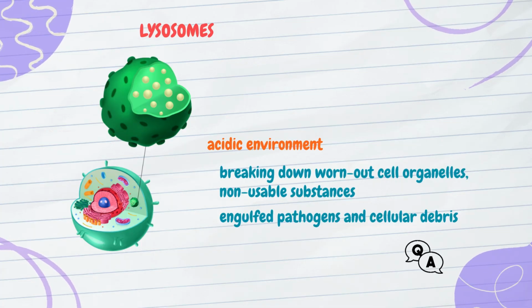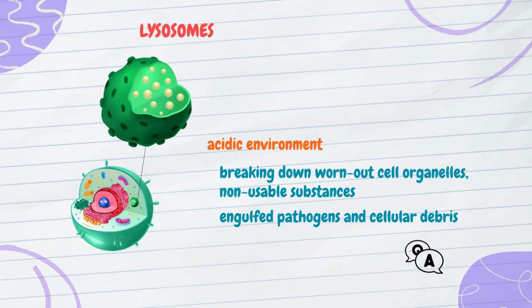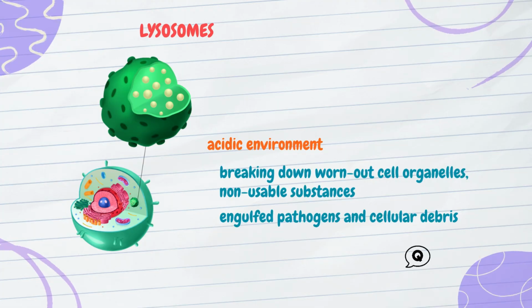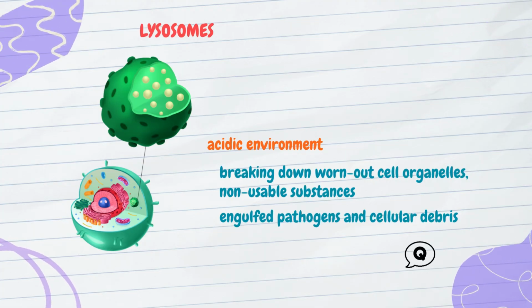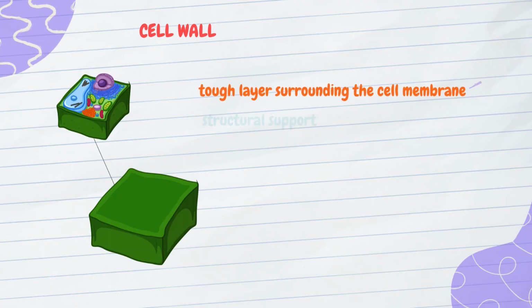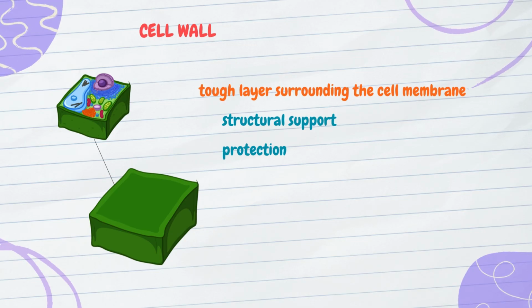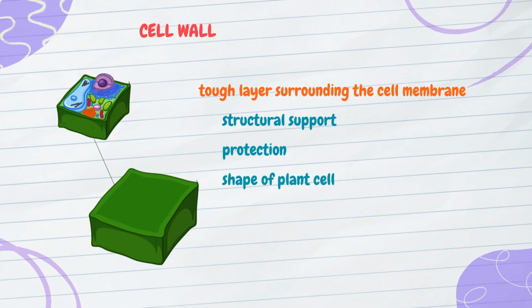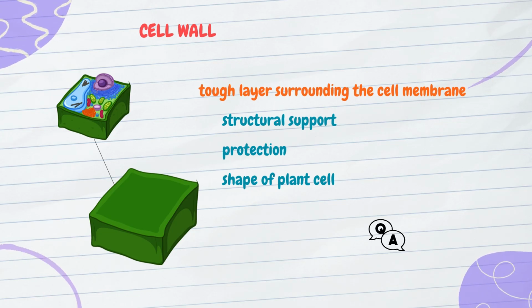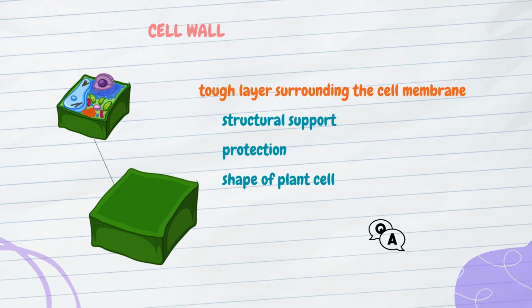In addition to the cell organelles found in both animal and plant cells, plant cells have some additional features. These features include the cell wall, chloroplasts, and the vacuole. First, the cell wall. The cell wall is a tough layer surrounding the cell membrane. It provides structural support, protection, and determines the shape of the plant cell. Challenge 9. Animal cells lack a cell wall. Why do you think plant cells need one, but animal cells do not?